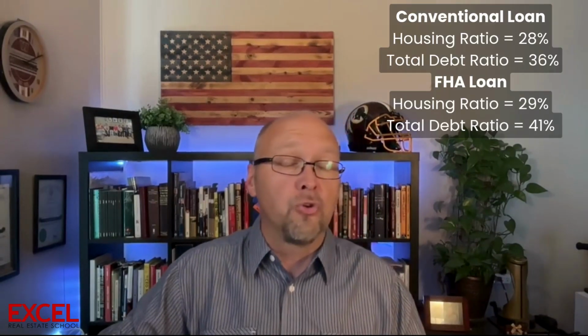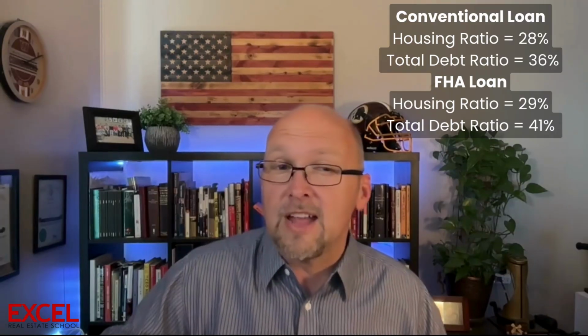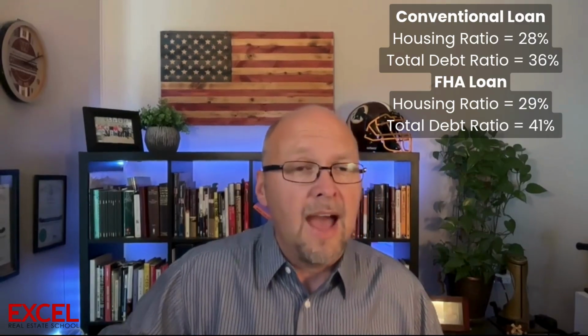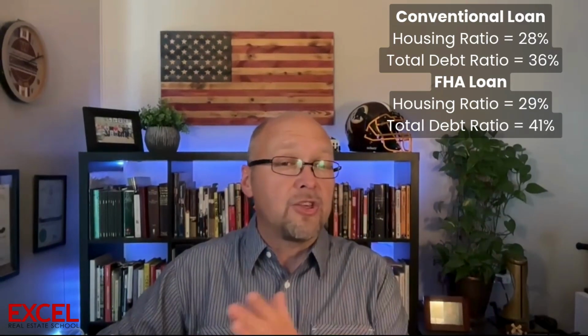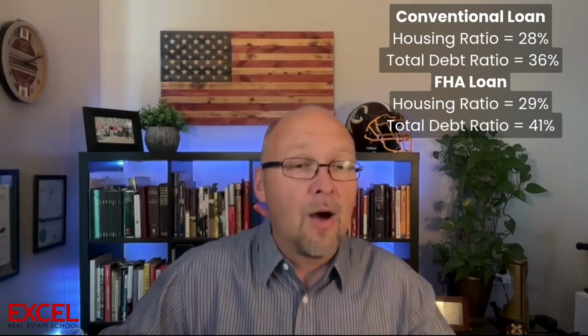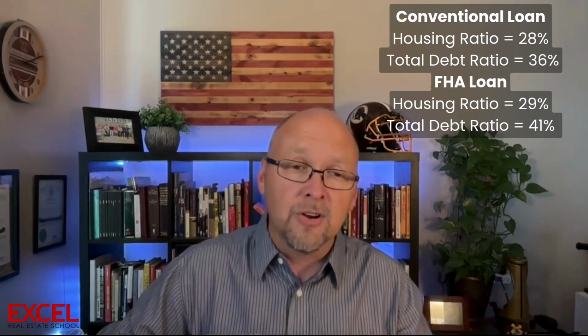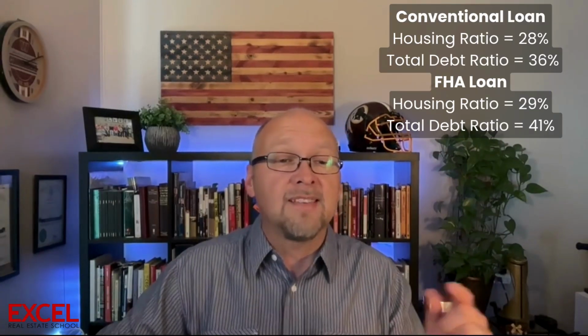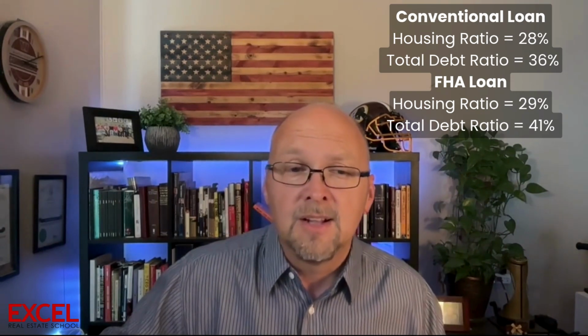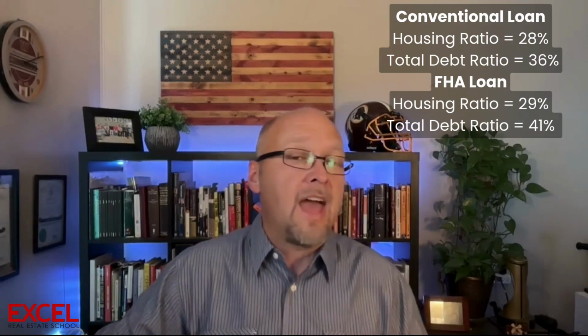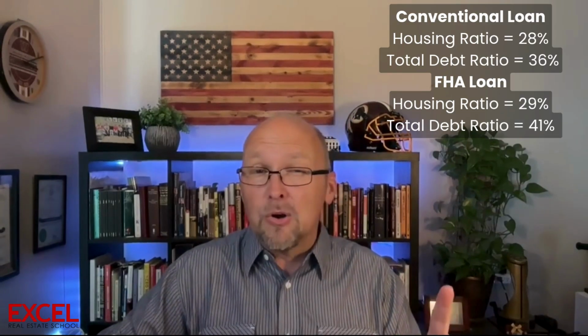And there are 2 types of standard qualifying ratios. The first qualifying ratio is the conventional loan. And they look at 2 numbers: housing ratio at 28%, total debt ratio at 36%. Now FHA is a little bit higher. FHA loans have a higher ratio of 29%, total debt ratio at 41%. The buyer must qualify under both. They may qualify under one, that's not good. They must qualify for both.